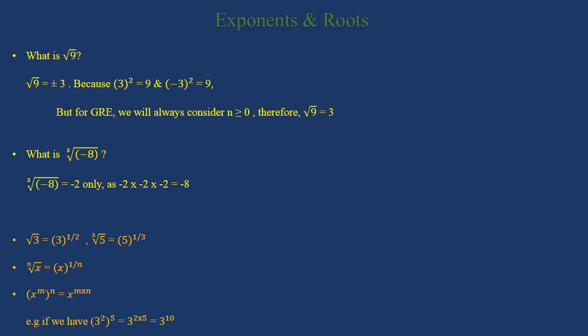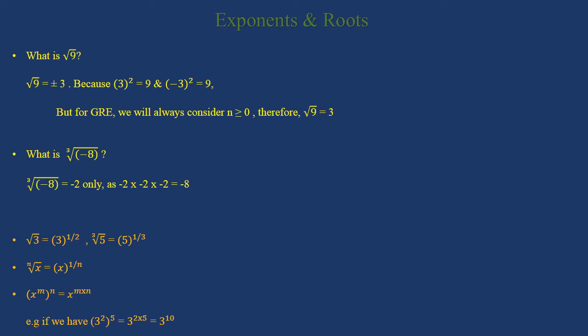In case of an odd root, we do not need to worry much because it will give us an answer similar to the sign of the base. For example, the cube root of -8 is going to give us an answer which is equal to -2. Because if a base with a negative sign is multiplied an odd number of times, the sign of the base will remain negative.